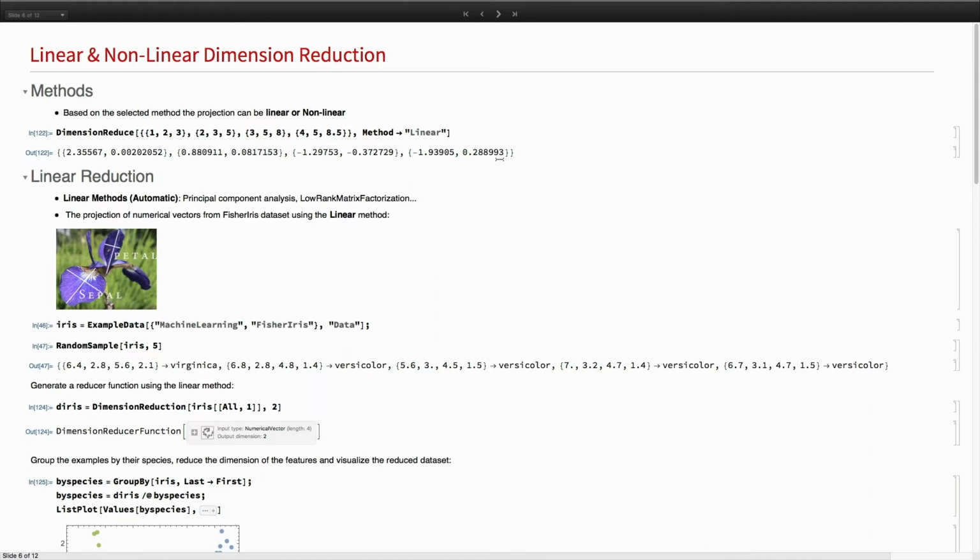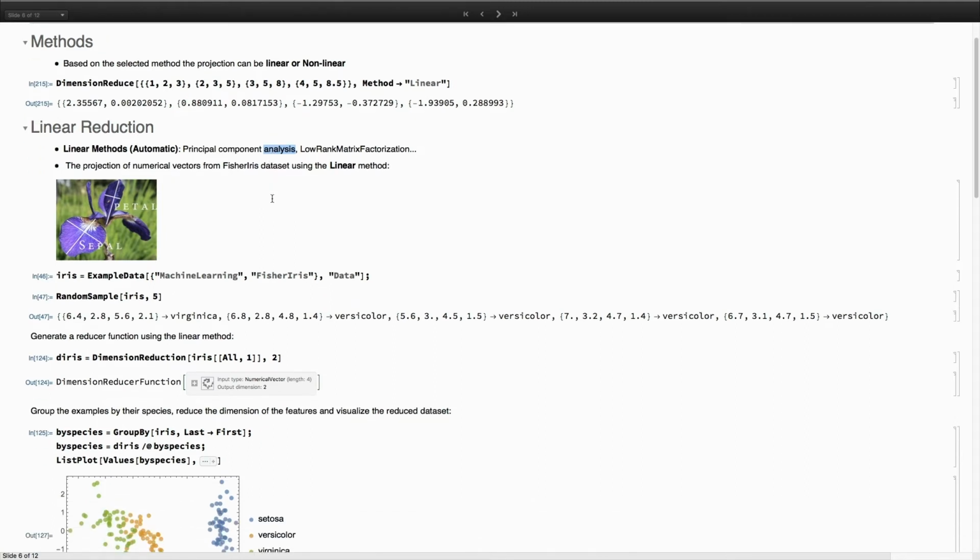By default, the automatic methods would do a linear mapping of your data. And linear mappings are all somehow different variations of principal component analysis and low-rank matrix factorization that try to find the target space spanned by directions of maximum variance of the data. So those are your principal components that linear methods or automatic methods would use.